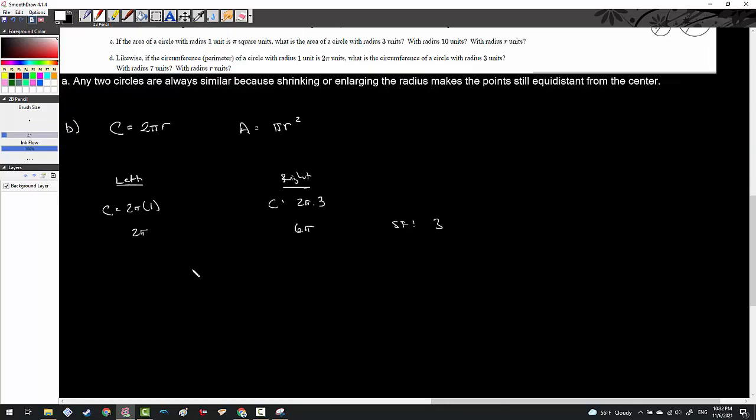Let's talk about the area. The area of this is going to be pi times 1 squared, which is going to be pi. The area here is going to be pi times 3 squared, which is going to be 9 pi. And so our area scale factor is going to be 9, right? Because pi versus 9 pi. So there's that area scale factor again, which is basically 3 squared, just like your linear scale factor being squared.